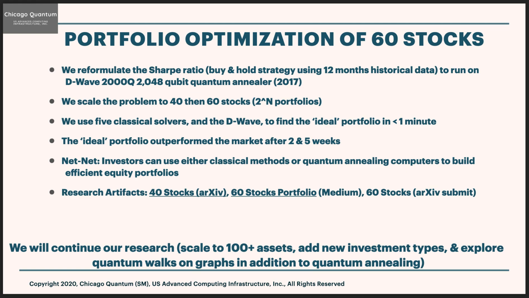And then we have 3 artifacts. We have our 40 asset article, which is on arXiv, how we pick 60 stocks in a Medium article, and then our 60 stock article on arXiv. And we will continue our research. We're going to scale to 100 or more assets. We're going to add new investment types, and we're going to explore quantum walks on graphs in addition to quantum annealing.